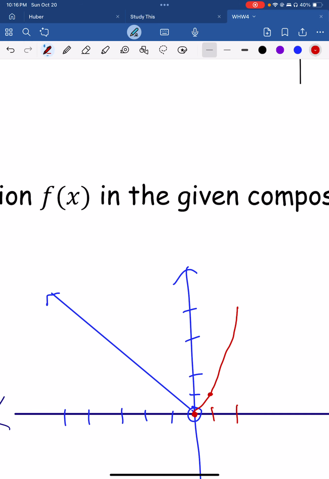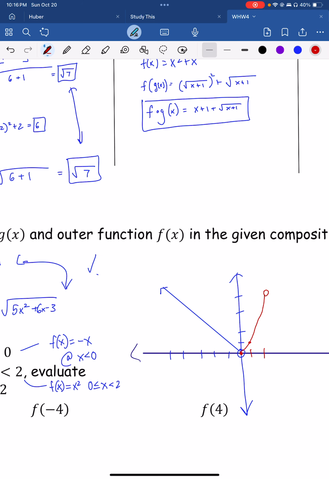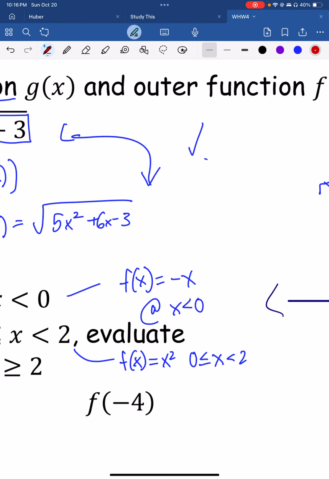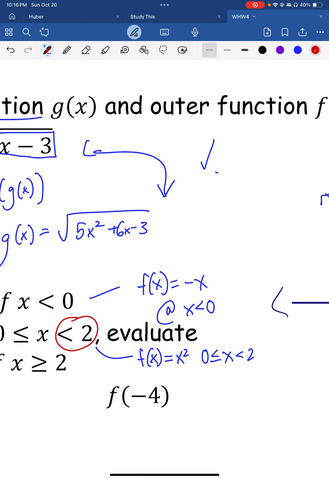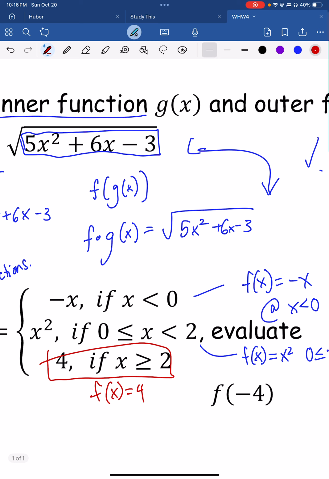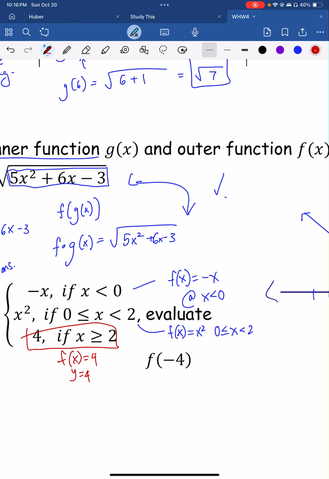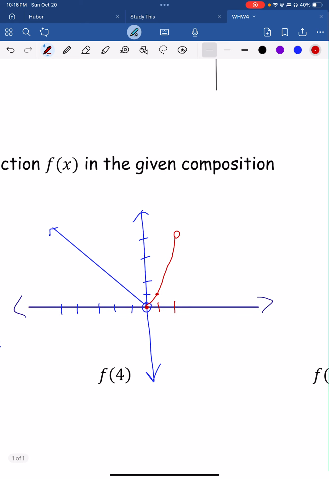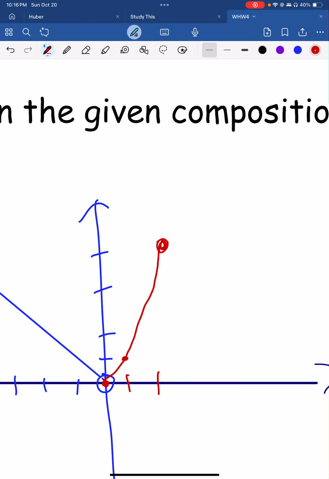And as I'm looking, I noticed that I accidentally did a closed circle, but you do an open circle because 2 is not included. The next one you address is f of x equals 4. This is when basically y equals 4, so it's a horizontal line. And 2 is included, so I would just do here, close, or I would do it in a different color.